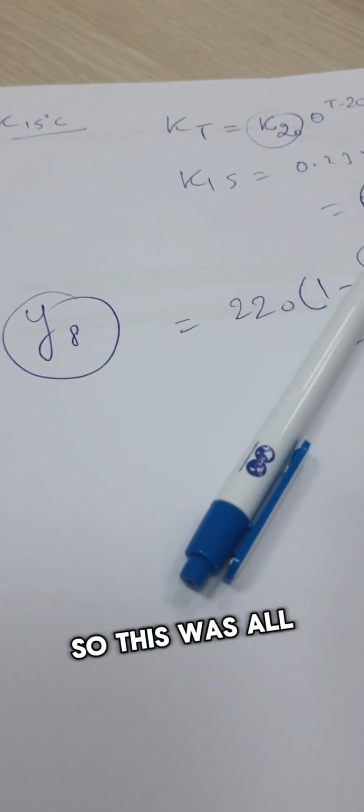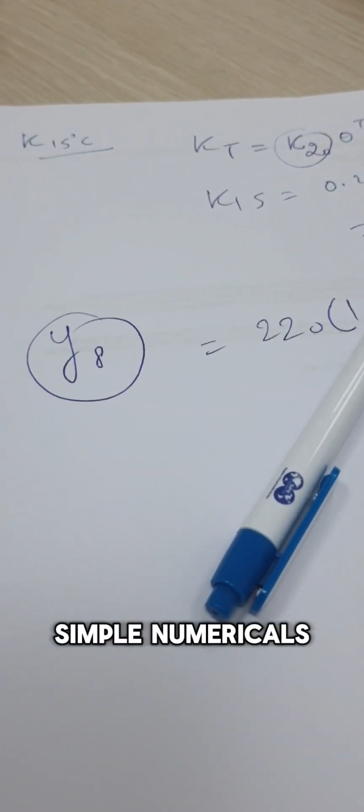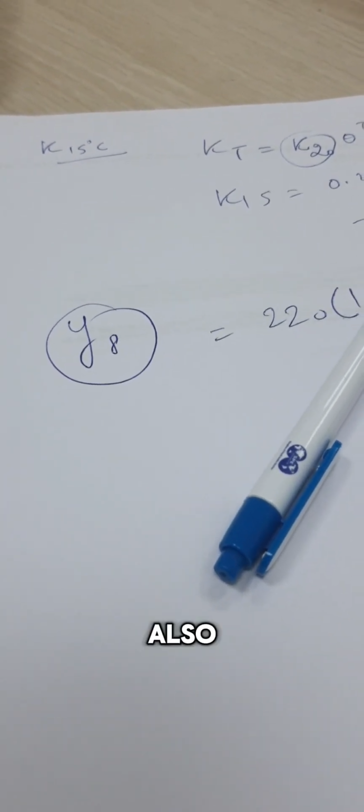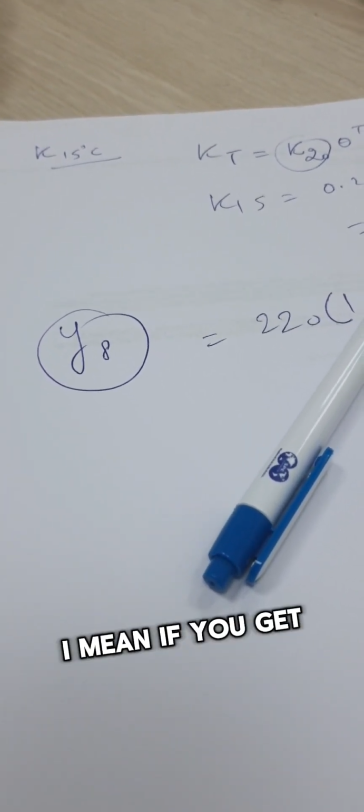So this was all about simple numericals. There are more and more numericals related to the BOD, also related to the, I mean, if you get a curve.